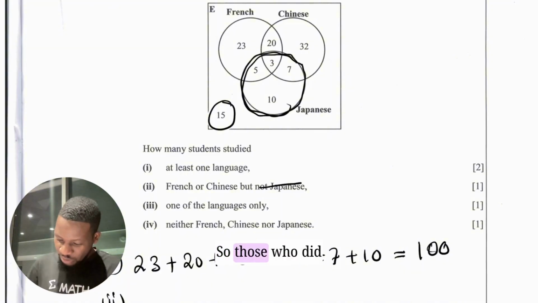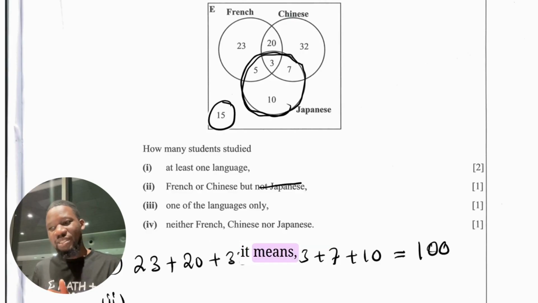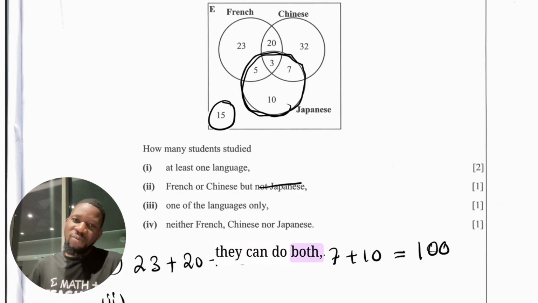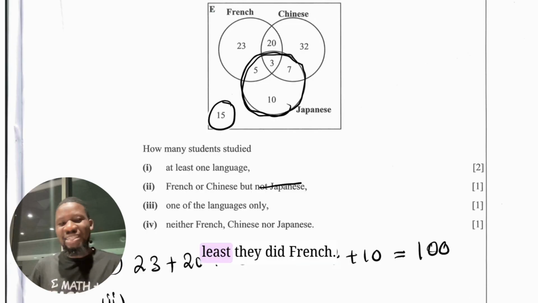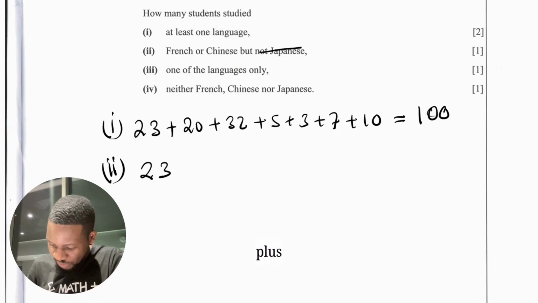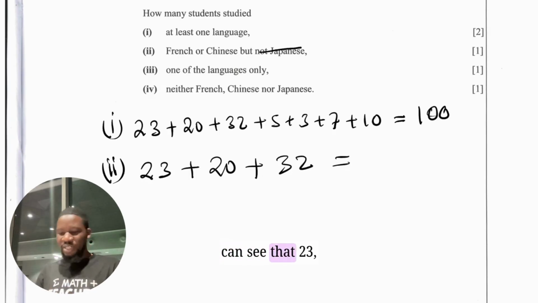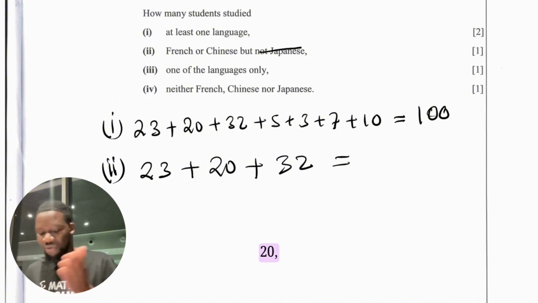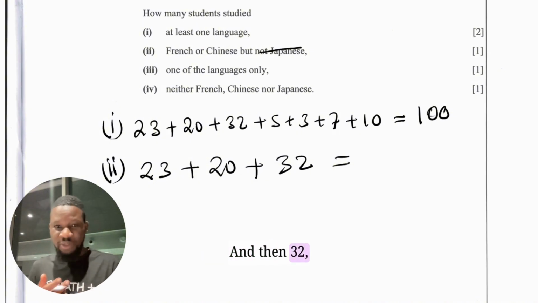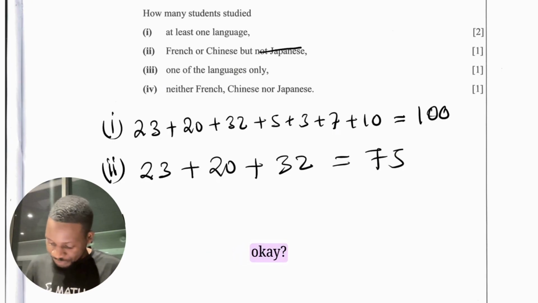Okay, so those who did French or Chinese. When they say French or Chinese, it means they can do both. At least they did study something, right? So here we have 23 plus 20 plus 32. You can see that 23 they did French, 20 they did both French and Chinese, and then 32 they did Chinese only. When you add this, you get 75.